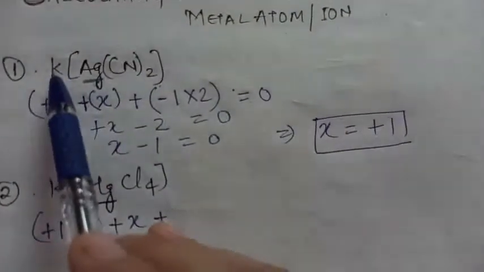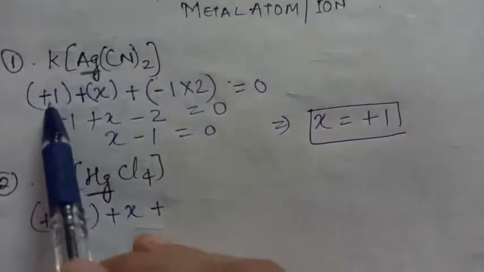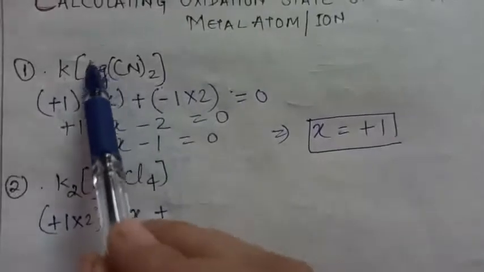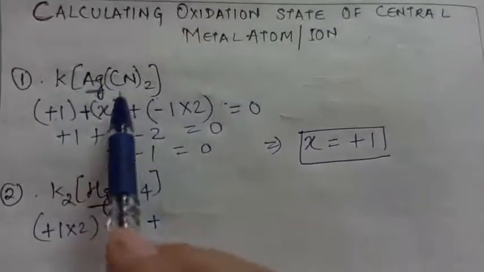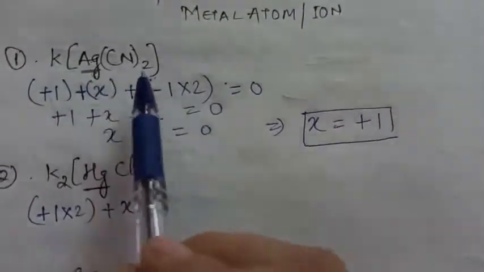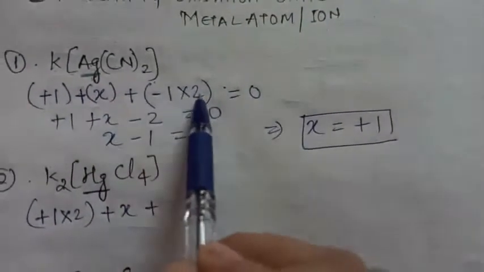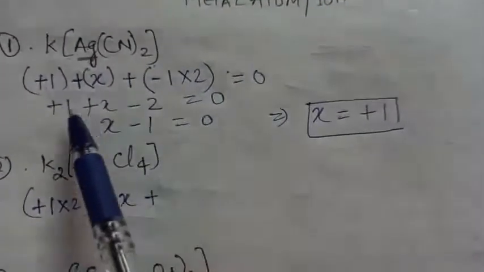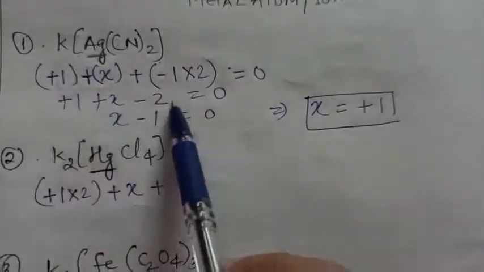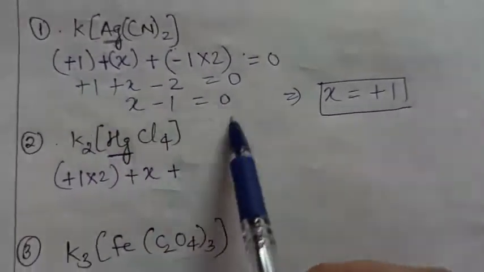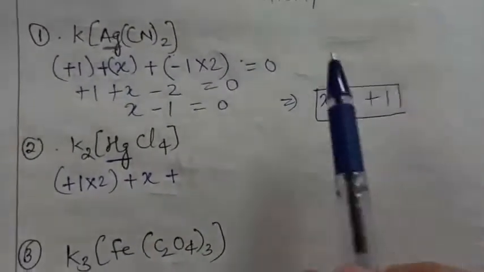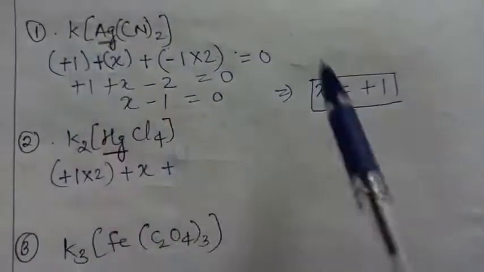So in this example, potassium is the counter ion. The charge on it is +1. Then plus, for this species, the central metal atom, you take the oxidation state as X. Then cyano has -1 charge. There are two cyano, so -1 into 2 is equal to 0. On further solving, +1 plus X minus 2 is equal to 0. On solving this, X minus 1 is equal to 0. And when -1 is shifted to the right side of the equals sign, it will become +1. So in this compound, the oxidation state of silver is +1.